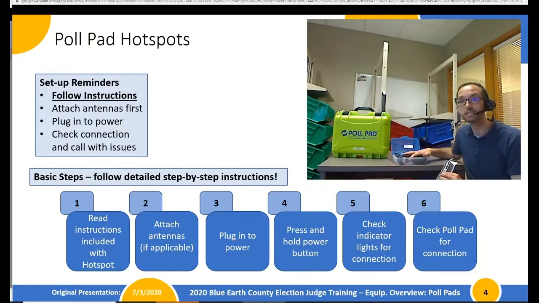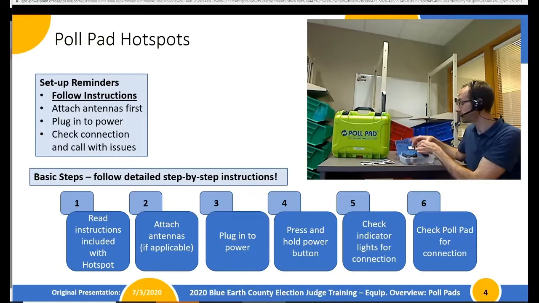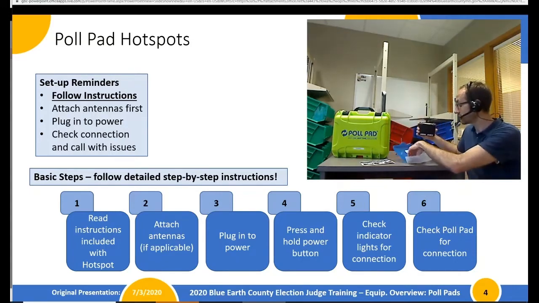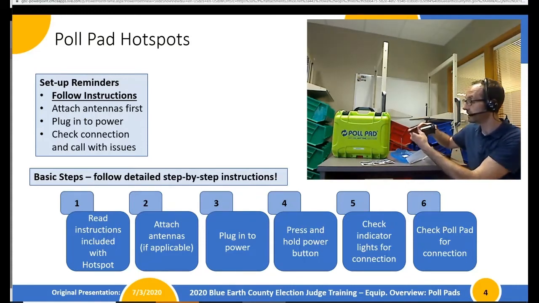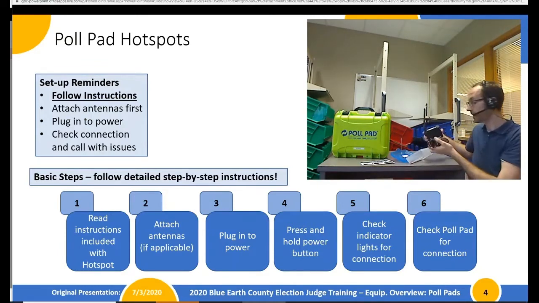The hotspots need to get set up very first thing in the morning, and the way that we set up the hotspot is we unpack it and follow the instructions, but essentially the instructions tell you to screw on the antennas on the back. I'll get one of those on for you. You're going to put both of them on, and then you're going to plug it in.